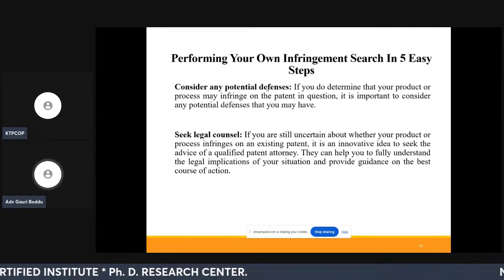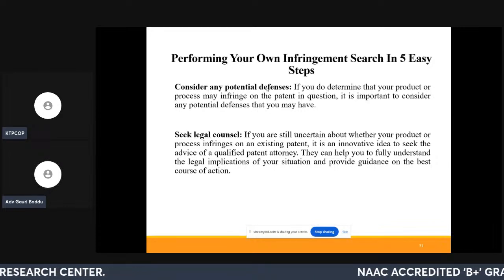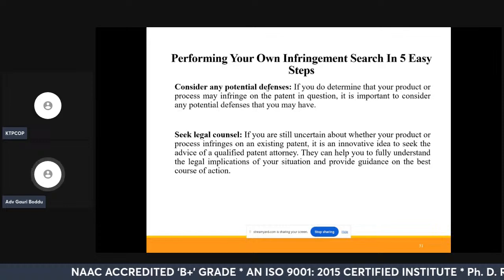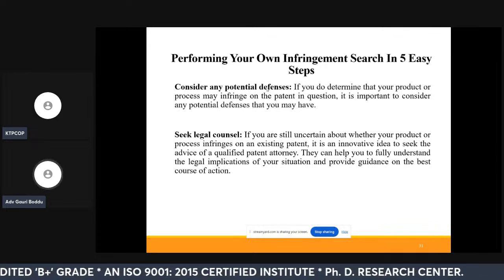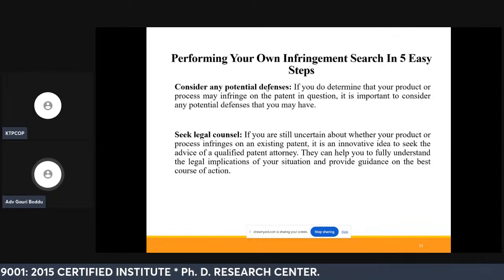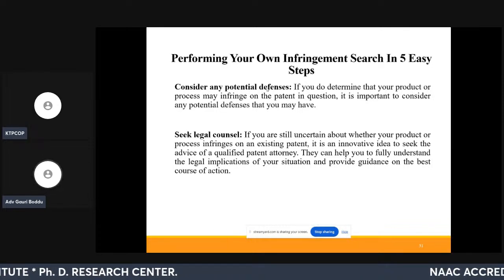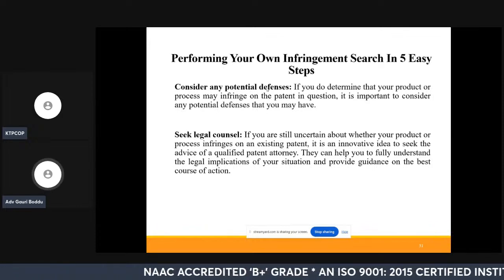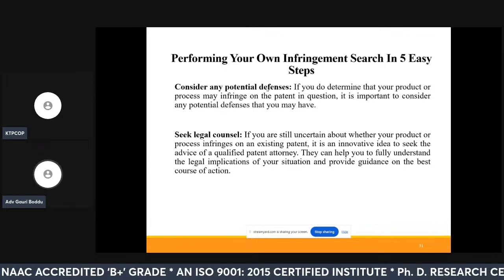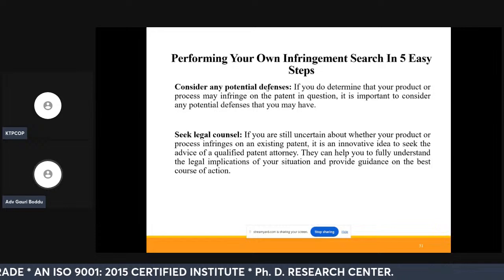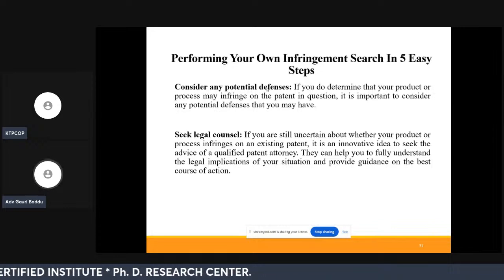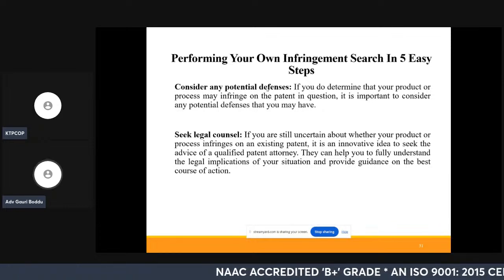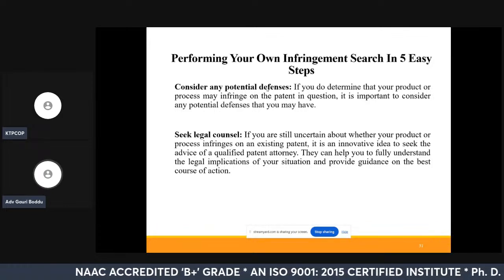So now, consider any potential defenses. If you do determine that your product or process may infringe on the patent in question, it is important to consider any potential defenses that you may have. And you can also seek legal counsel if you are still uncertain about whether your product or process infringes on an existing patent. It is an innovative idea to seek the advice of a qualified patent attorney. They can help you to fully understand the legal implications of your situation and provide guidance on the best course of action. So, these are the 5 steps for performing your own infringement search.